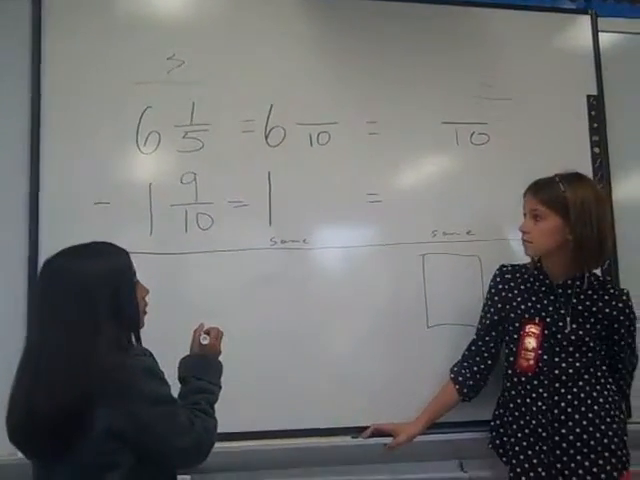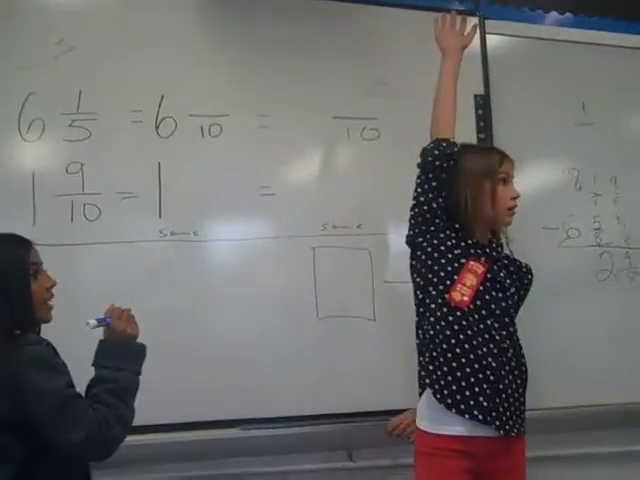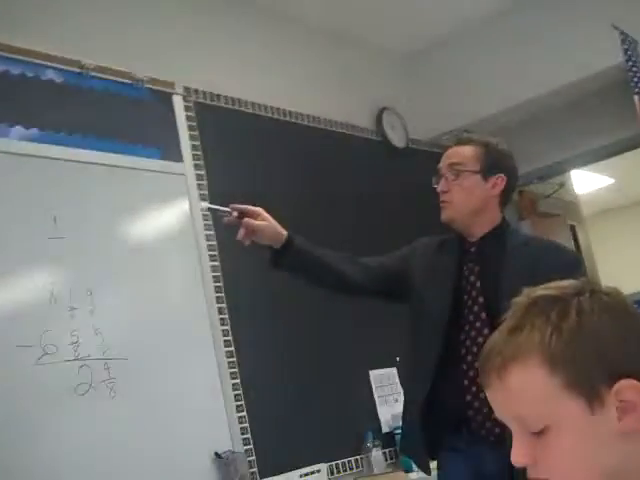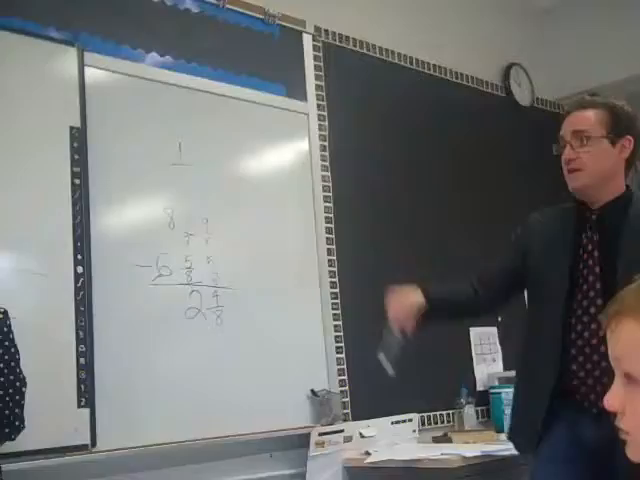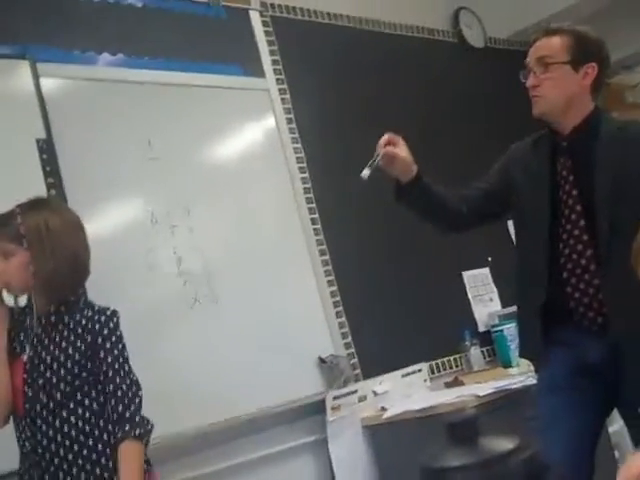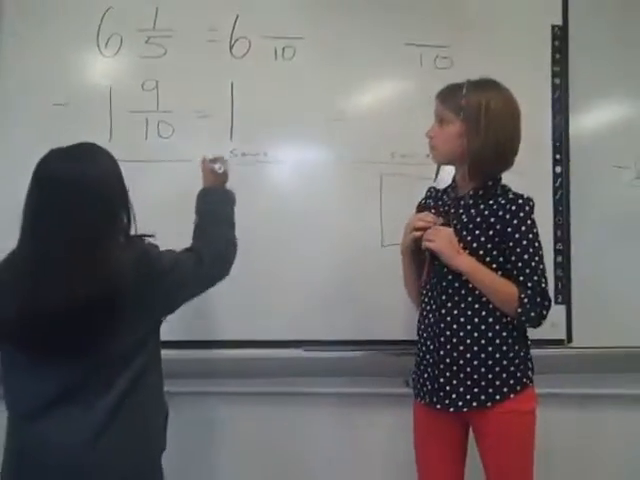Well, you know you're going to have to borrow. But first of all, we don't have a common denominator. You have to multiply that by 2. Okay, so how do we change that? Yeah, and draw a little 2.